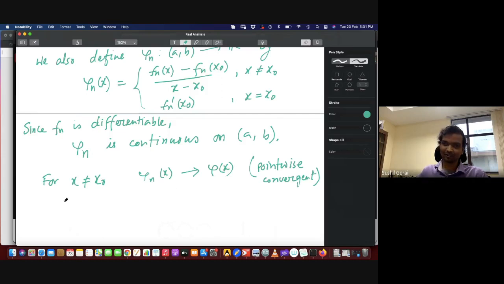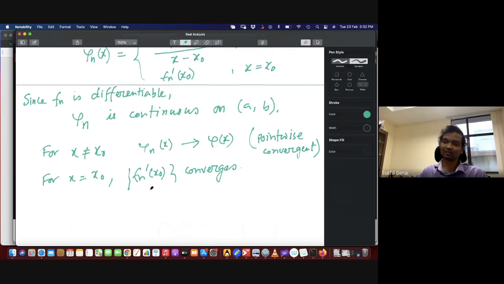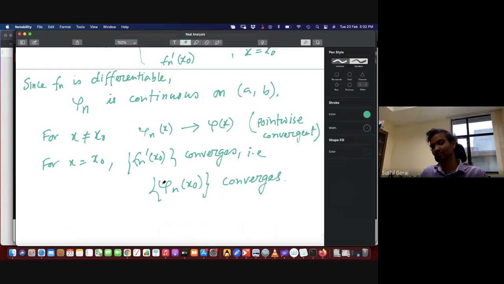Now, of course for x equal to x naught, fn prime x naught converges, right? That is phi n x naught. This sequence converges, right? So phi n converges pointwise. We don't know at x naught what it will converge to. So phi n converges pointwise, that much we know.